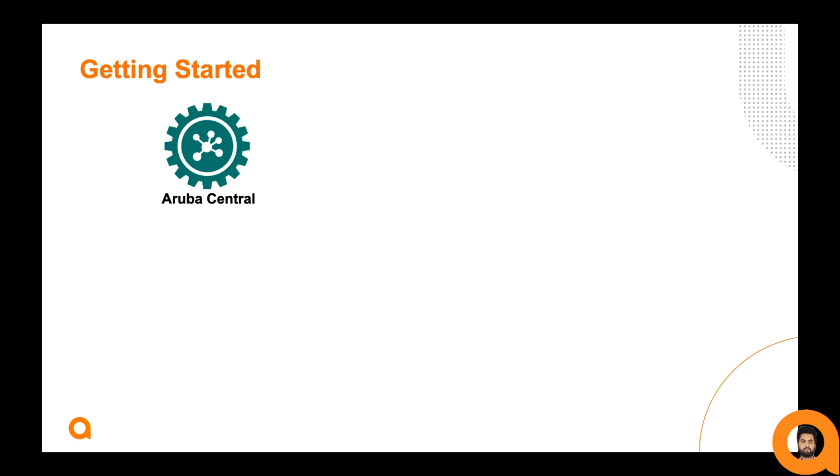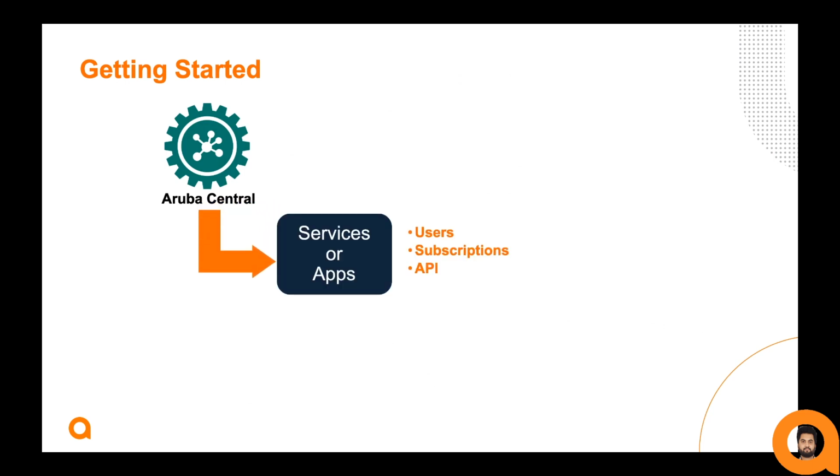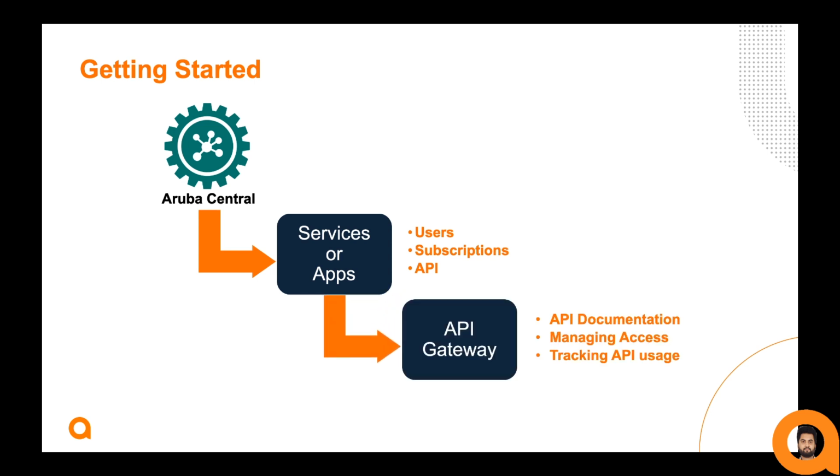Central provides multiple services or applications for your network. These services include, but are not limited to, managing users, managing device subscriptions, etc. And one such application is the API Gateway. The API Gateway application is used to manage everything related to API on Central. Imagine it as a gatekeeper that deals with all aspects of documentation, security, and access of API. Let's see this live on Aruba Central's web-based user interface.